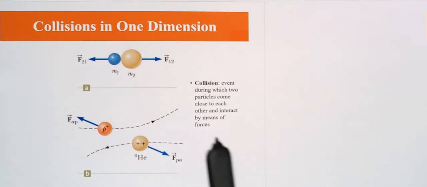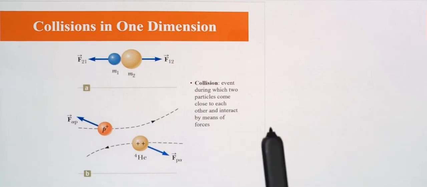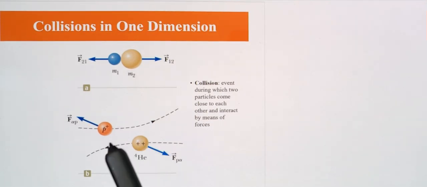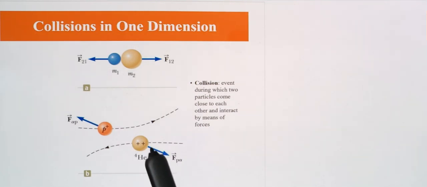So we can, for example, have a collision between two protons, and they will never touch each other. Even for friction, nothing is touching each other. When we see two balls hitting each other, it's not physically electrons touching other electrons. It's an exchange between forces.